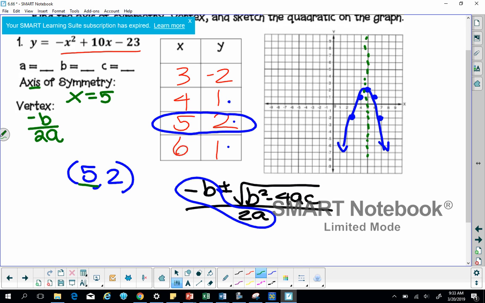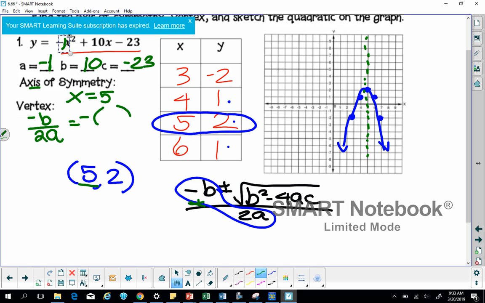So I'm now solving it by hand. I know the answer I should get because I found it in my calculator. What is your a here? What's the invisible number? 1, right? -1. What's b? 10. And c? -23. So to find my vertex and axis of symmetry, I use this part of the equation.